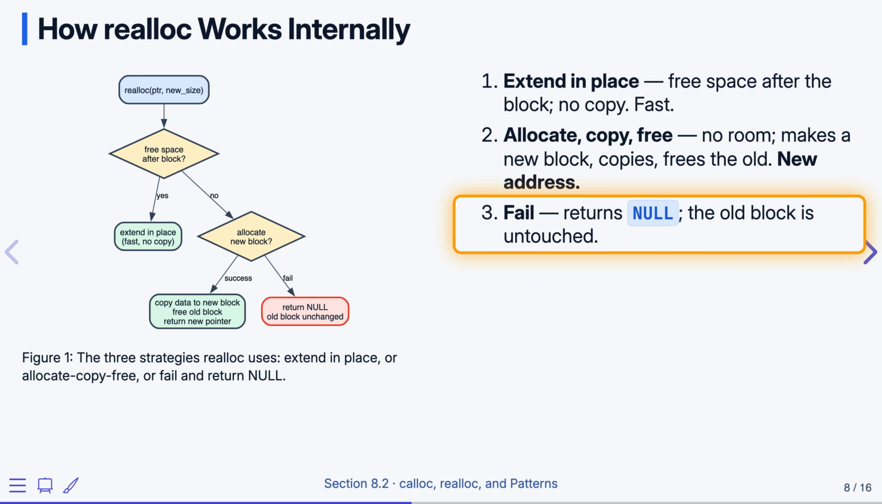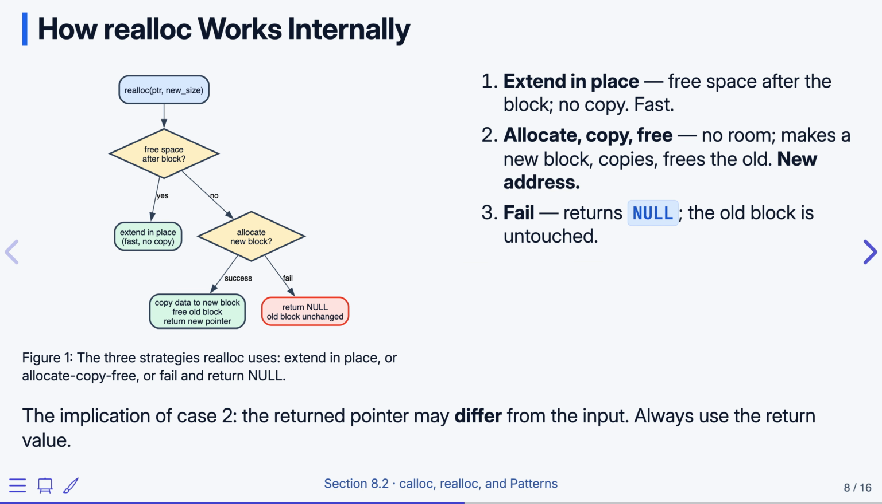Third, fail. If no block of the new size is available, realloc returns null, and it leaves your original block untouched, so your data is still there at the old pointer. The big implication is case 2. The returned pointer may differ from the pointer you passed in, so you must always use the value realloc returns.